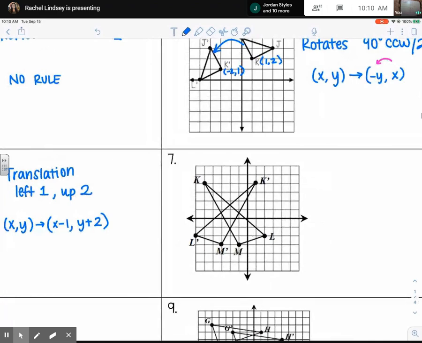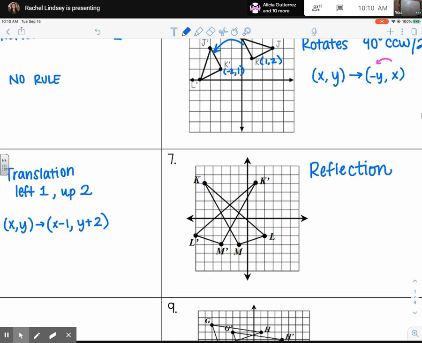What do you think 7 is? Rotation. How far would it have rotated if it was a rotation though? About 45 degrees. We don't have that. So that can't be a rotation, so it has to be a reflection. How's that going to be a translation?